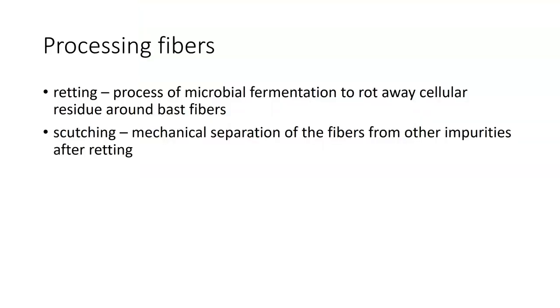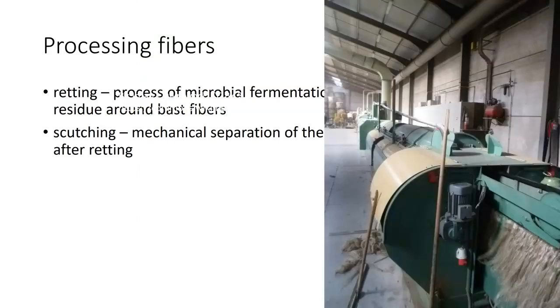You have scutching. Scutching is the mechanical separation of fibers from other impurities after you go through retting. Scutching can be done by a lot of different things. This is a scutching machine. It takes the dry material, it runs it through, and it beats against it. As it beats against it, it knocks off the material that's not the fibers that you want.